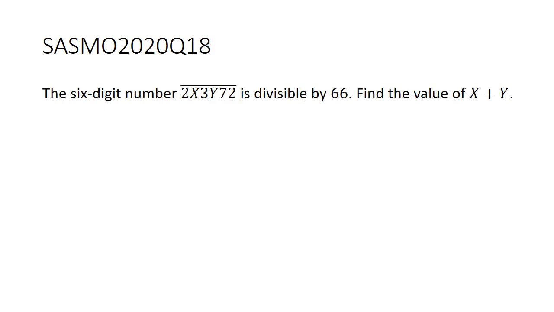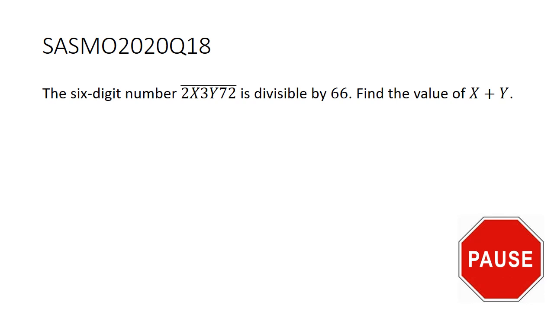Question number 18. The 6-digit number, which is the concatenation of 2x3y72, is divisible by 66. Find the value of x plus y. Pause the video here and give this question a good try.